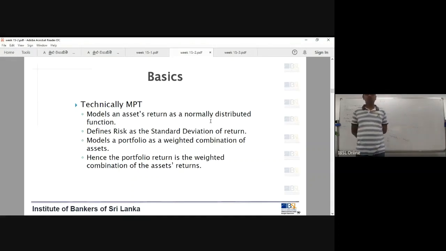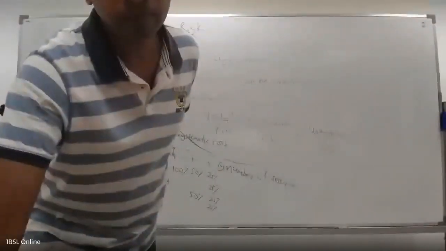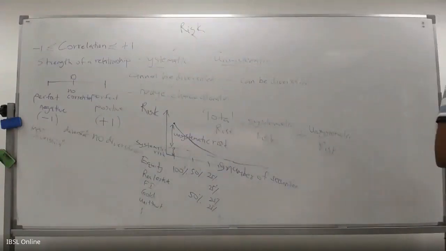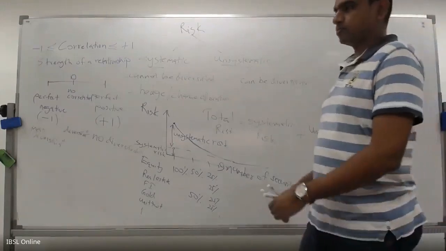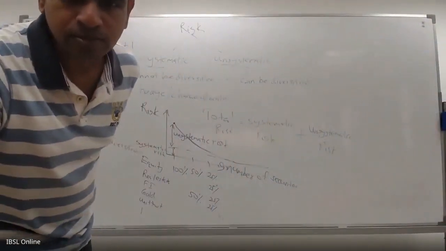It models a portfolio as a weighted combination of assets. Right? A portfolio is a weighted combination of various assets. Hence, the portfolio return is the weighted combination of the assets' returns. Any questions up to now?